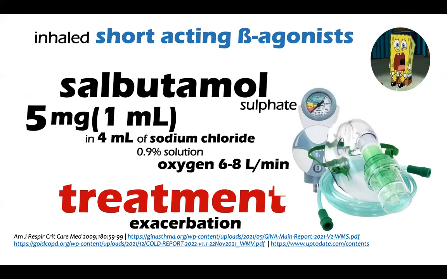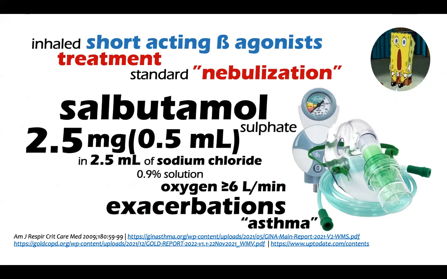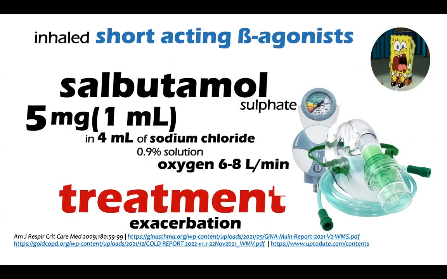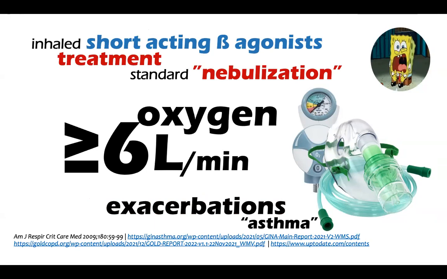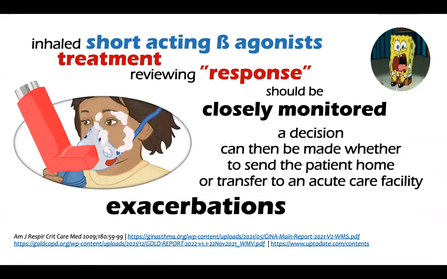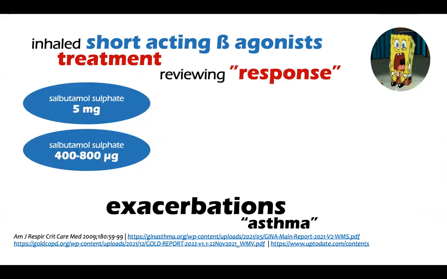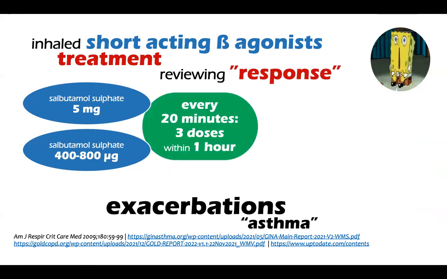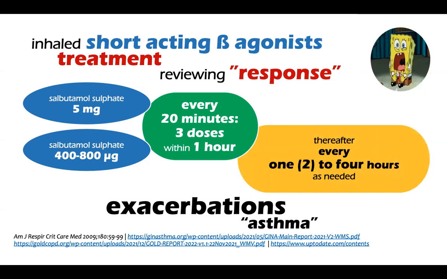As you can see, for asthma, it is 5 milligrams of salbutamol whenever we use the nebulizer, while ideally in COPD, it should be half of that. It should be 2.5 milligrams of salbutamol. You still use the same amount of oxygen liters per minute to get it delivered, so that it is completed within 10 to 20 minutes. And we discussed already that we can use the nebulizer, or we can use the MDI.